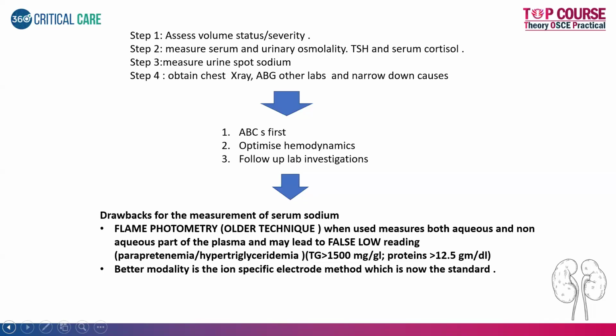What used to happen is it measured both the aqueous and the non-aqueous part of plasma, thereby also accounting for triglycerides and proteins. Whenever these were taken into consideration, there used to be a false estimation of sodium, leading to false hyponatremia, or pseudo hyponatremia. Right now this has been offset. Most of the labs which are NABL certified usually have something called the ion specific electrode method, which is used to measure the sodium value. So this is one practical point I want you guys to remember. In viva, they usually tend to ask this question.